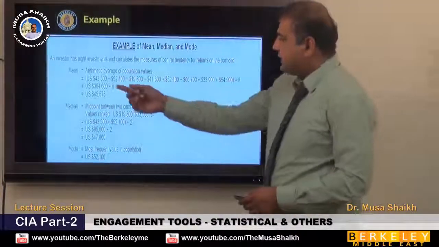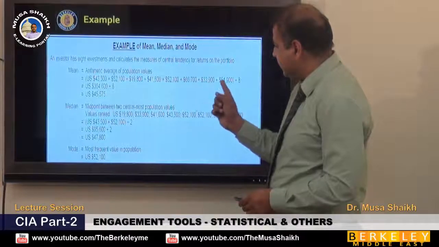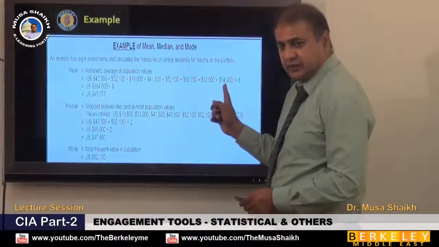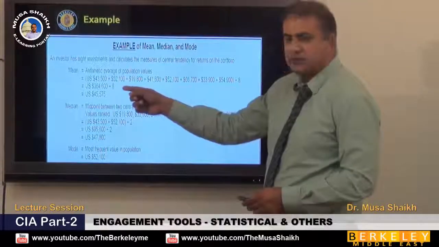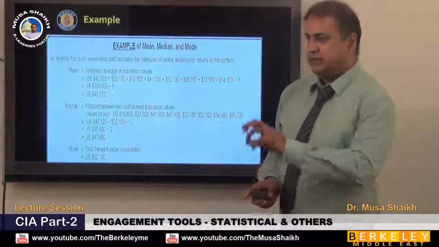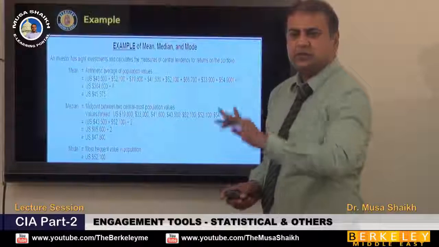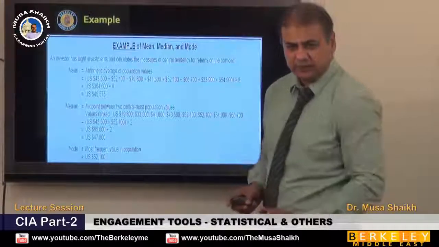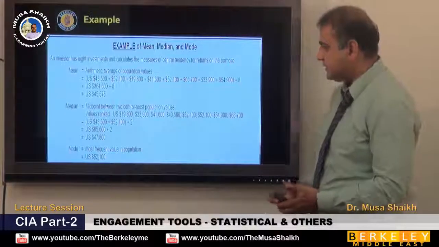For example, you have 8 figures. You add all of them and divide by the number of units. This will be the average, meaning the center is around 45. Some values are plus or minus, above and below, right? But it is the gravity, the center; the average, the mean, is there.